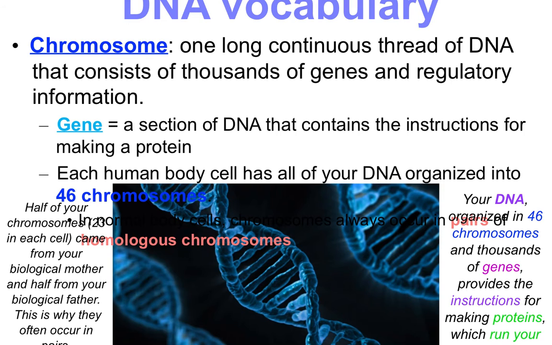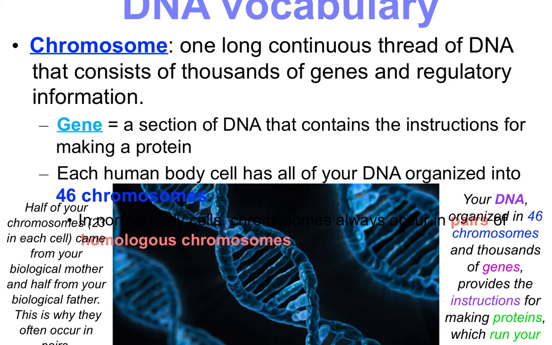To better understand this duplication, let's do some DNA vocabulary. A chromosome is one long continuous thread of DNA that consists of thousands of genes, and that's usually just regulatory information. A gene is a specific section of that DNA that contains instructions to make a protein. Each human body cell has 46 chromosomes in it, and that is how the DNA is organized in humans.